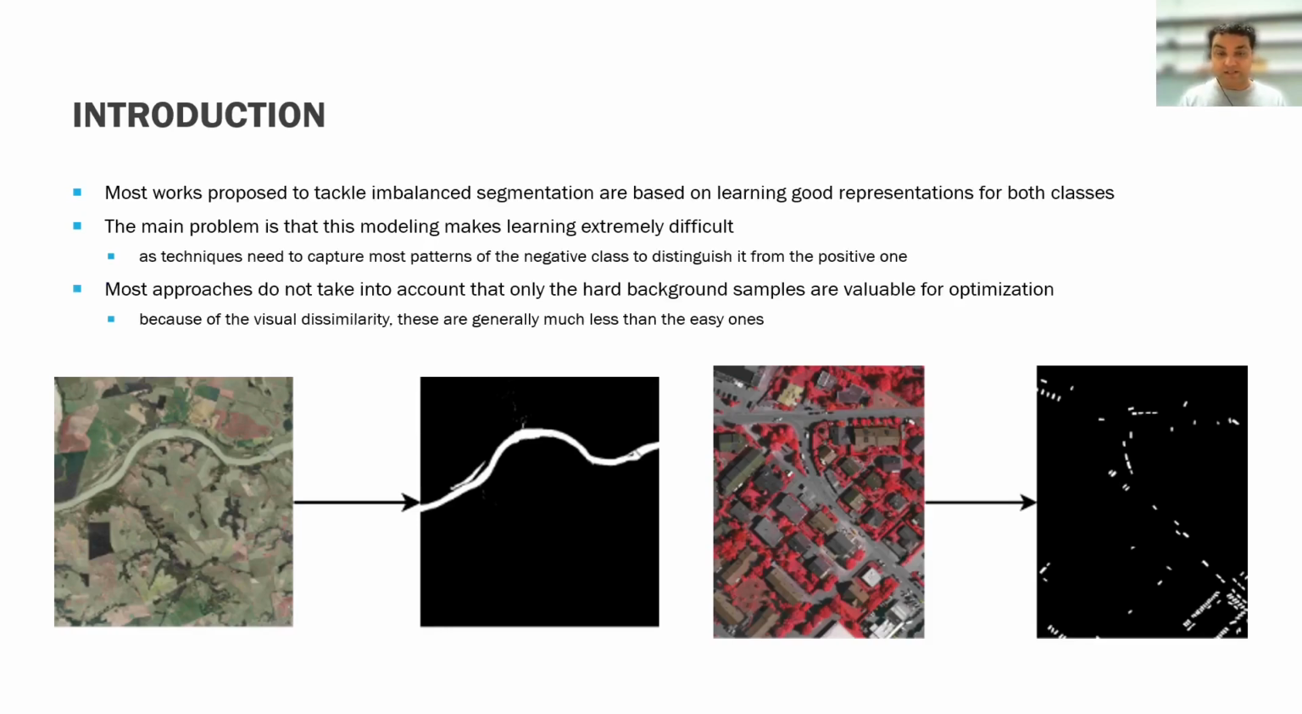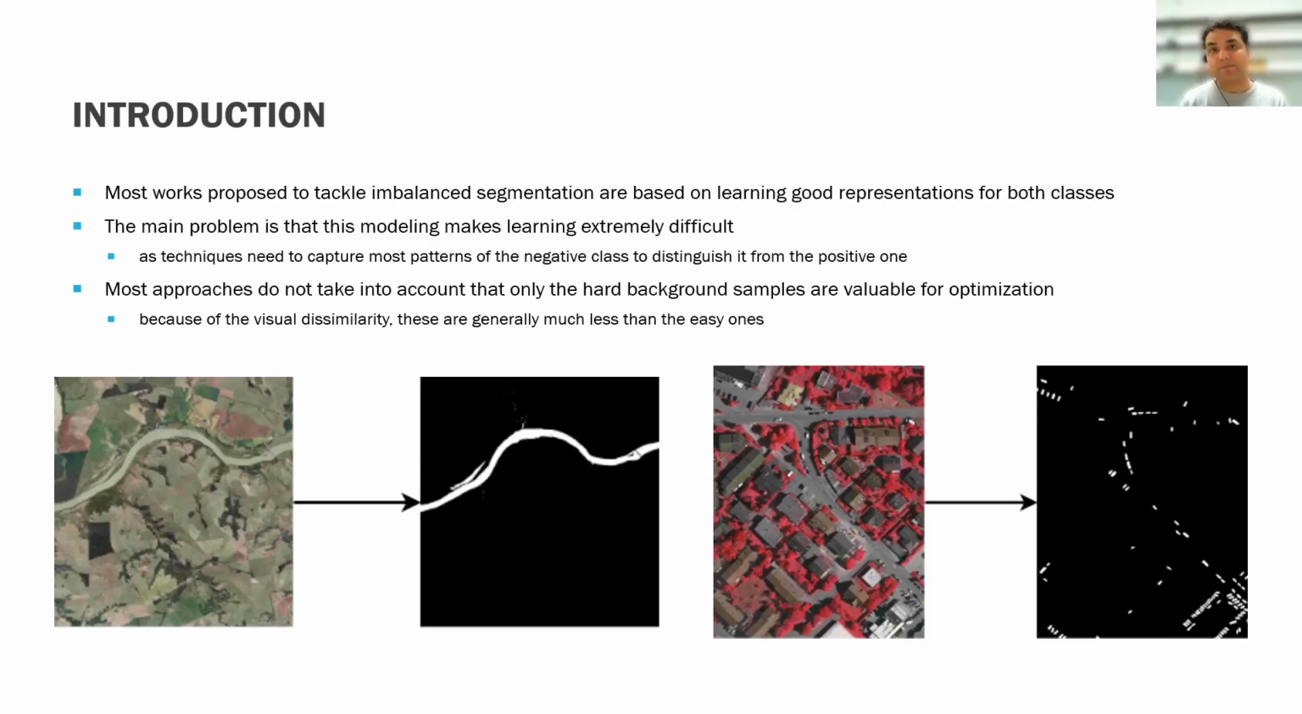Most works in the literature dealing with this problem try to learn a good representation for both classes, the positive and the negative. And the problem with this is that learning a good representation for the negative class is really difficult, because as I said before, the negative class is composed of classes from different categories.